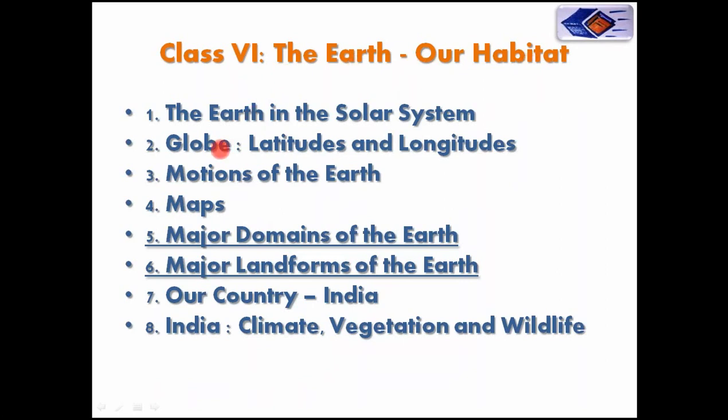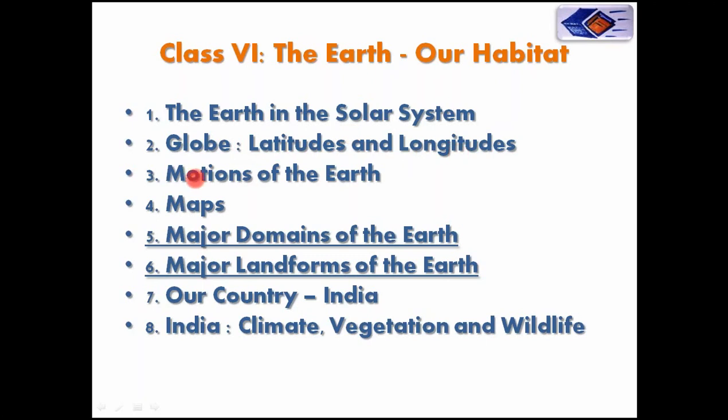We already discussed chapters 1, 2, 3 and 4, and today we are going to discuss the 5th and 6th chapters. In the first chapter, that is, Earth in the Solar System, we realized the position of Earth in the solar system, in the Milky Way and in the whole universe. And in the second lesson we studied the globe, latitudes and longitudes on the Earth's surface, and how to find a particular place. For that reason we have latitudes and longitudes, which are imaginary lines.